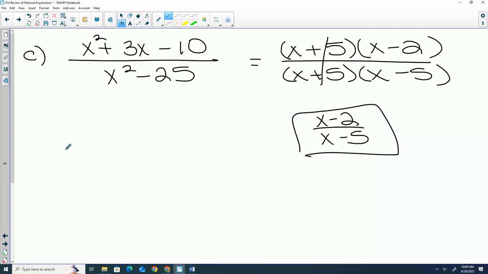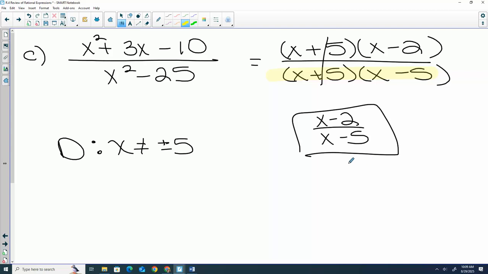So that's my answer. Domain, you can do capital D for domain. What can x not equal? Right, you can list them out separately, or you can put plus or minus 5, either way is fine. Remember, it's based off before you cancel anything. Are there any questions about domain or reducing fractions?